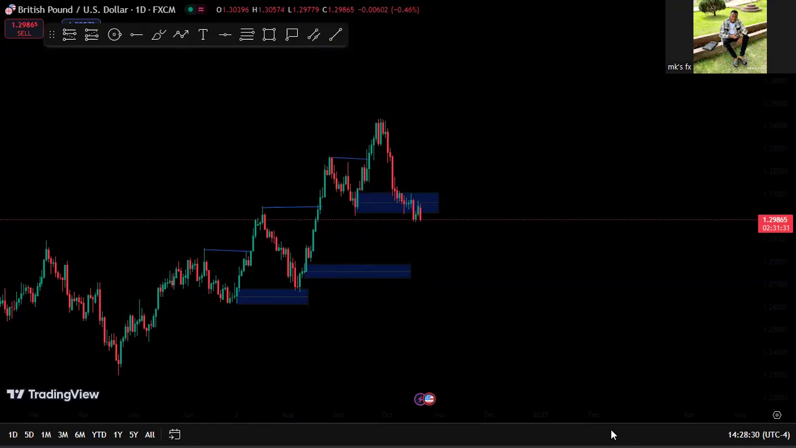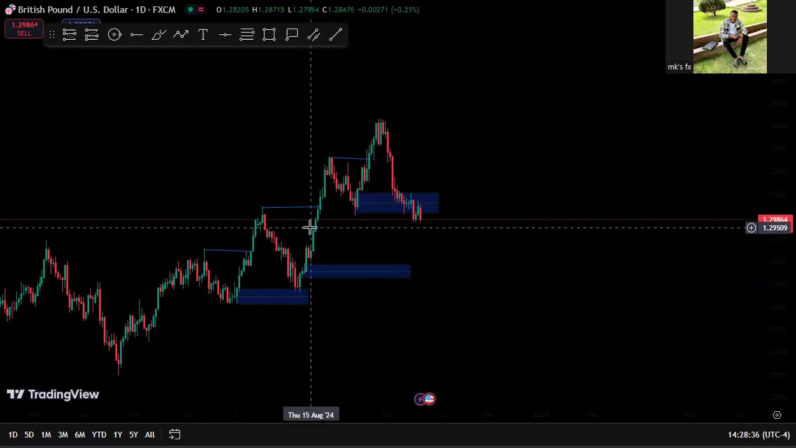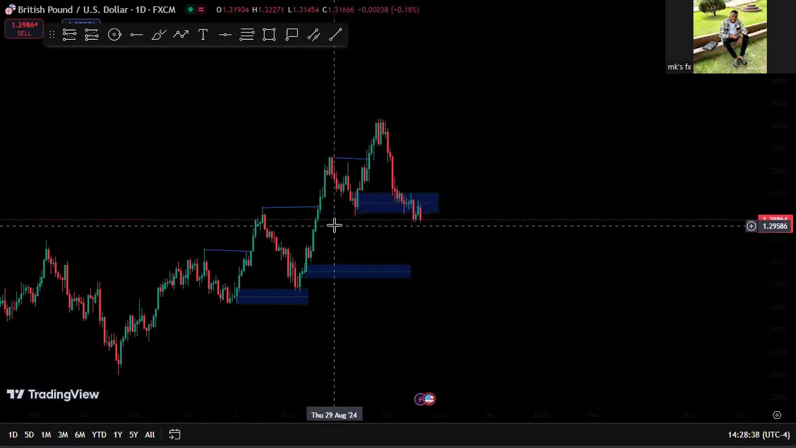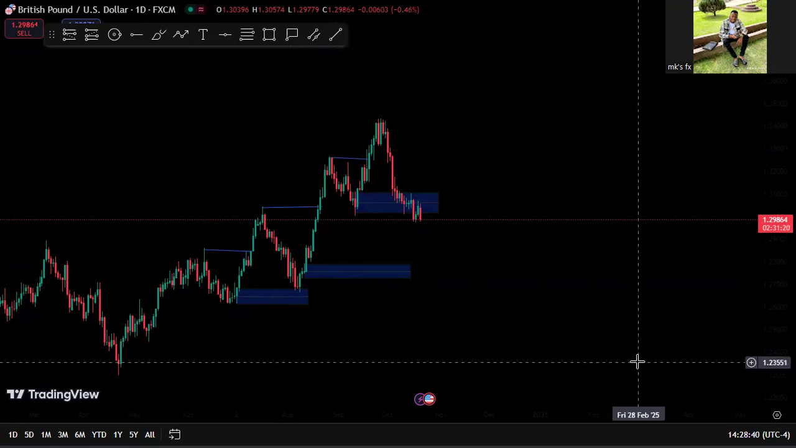The second thing is, did it create an imbalance? Yes, it did. We can see a fair value gap here. There are a lot of fair value gaps there, which price is respecting. So what does that mean? It means that this is a valid order block for two characteristics.